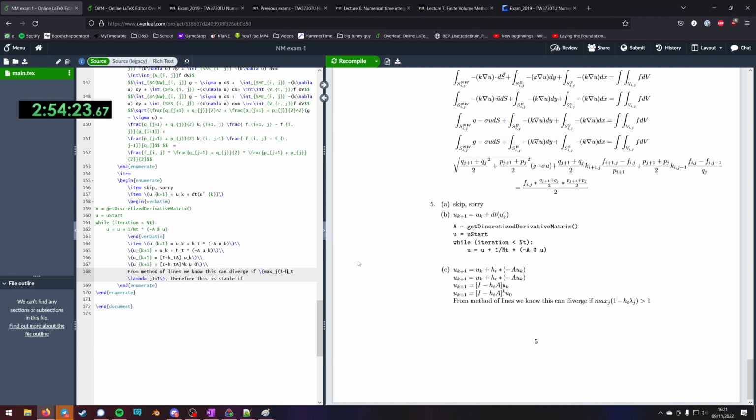I'm just gonna go quicker. I'm just gonna say 2 over max over j of lambda j. So if 2 over dt or ht is greater than this, therefore it's stable, then if it's less than this.